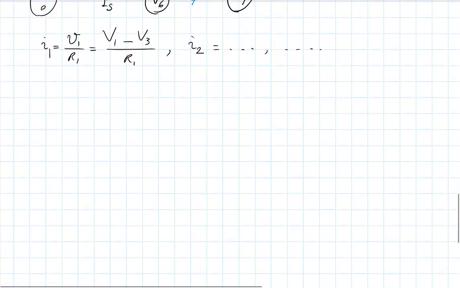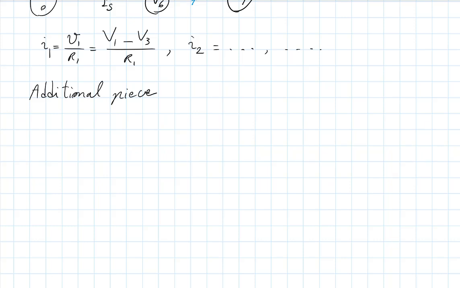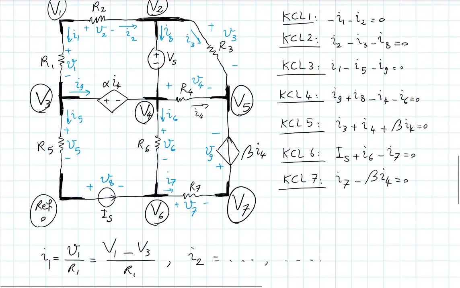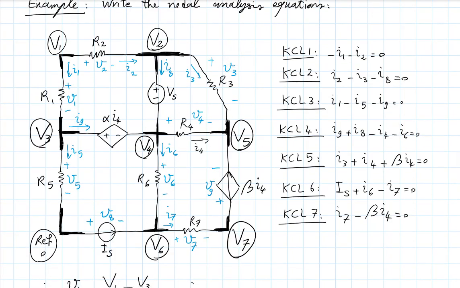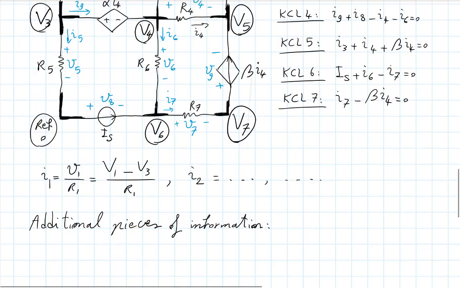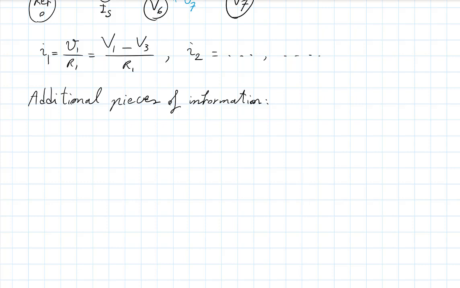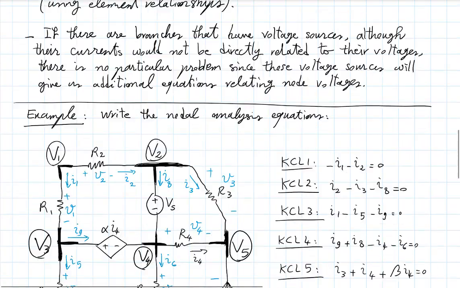So additional pieces of information. One is the fact that the difference between node voltage V2 and V4 is simply the voltage of that voltage source, Vs, which is a known of the problem. Vs is just a parameter. So V2 minus V4 is simply Vs. That's actually an equation. So that's one of the missing equations.